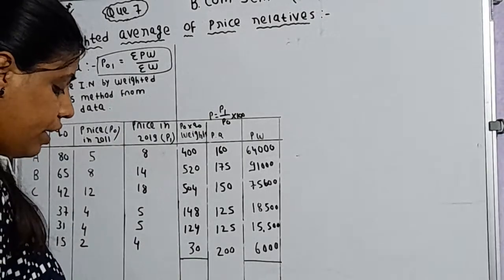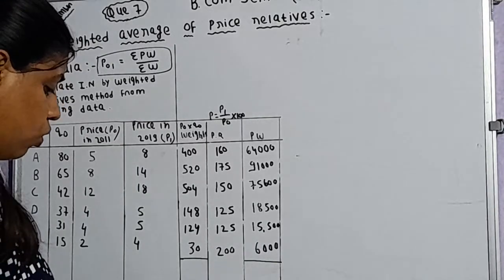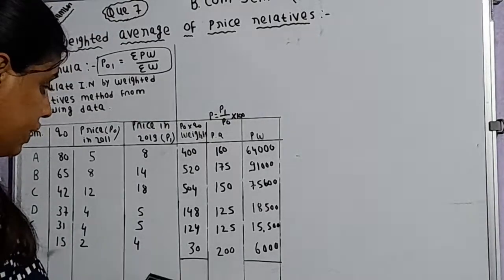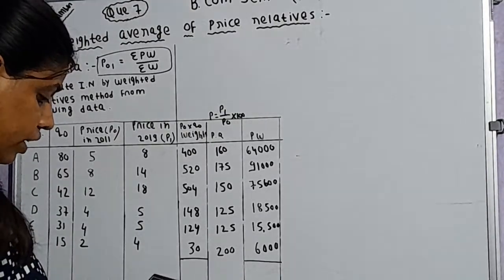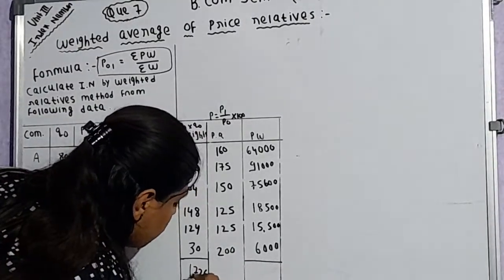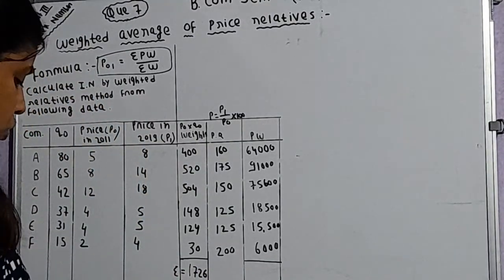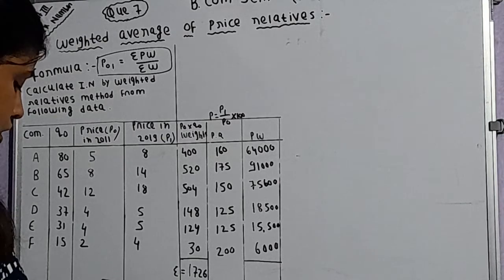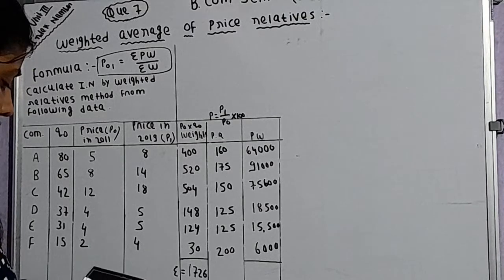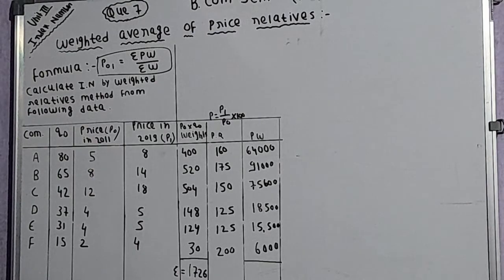So it is 400 plus 520 plus 504 plus 148 plus 124 plus 30. It comes to 1726. Summation W is equal to 1726.